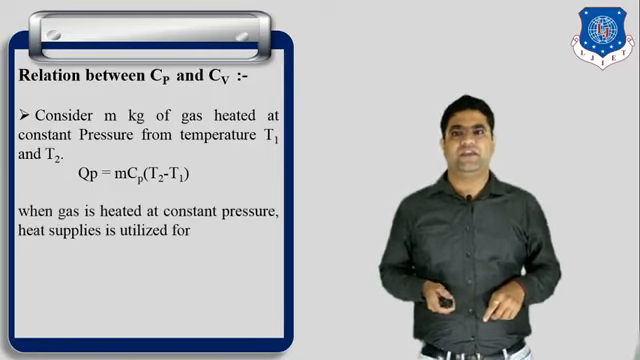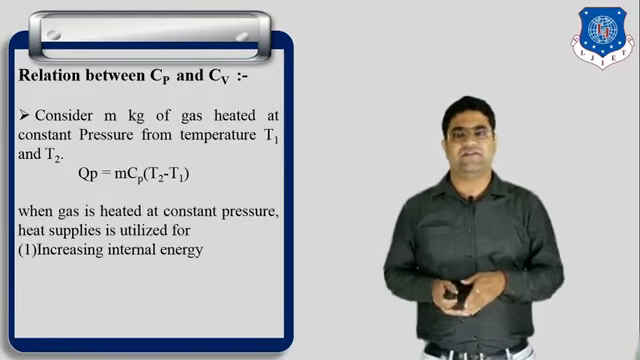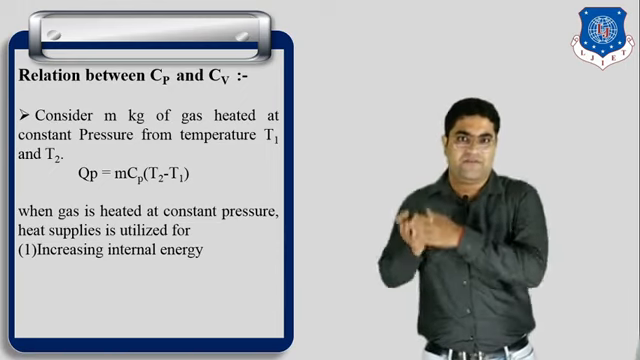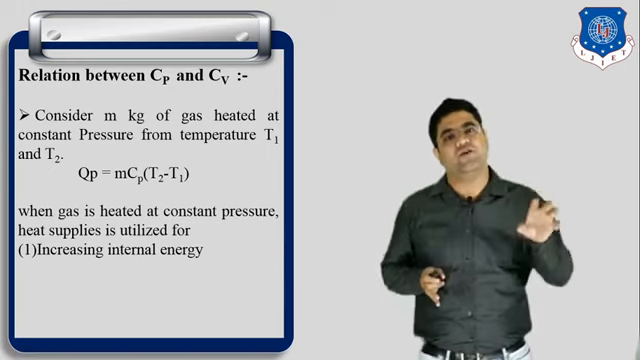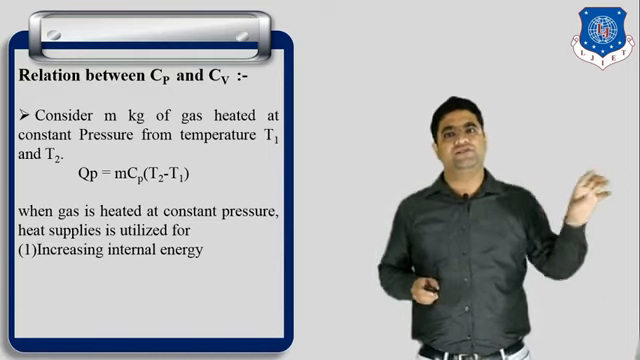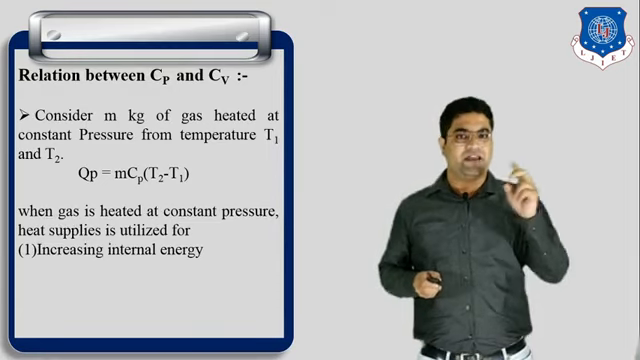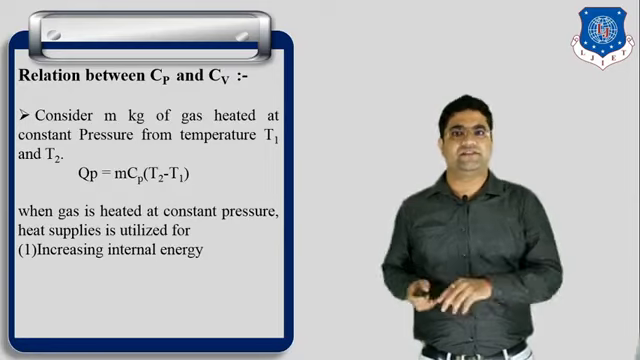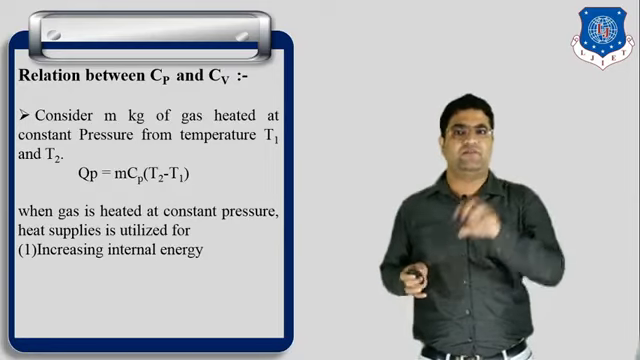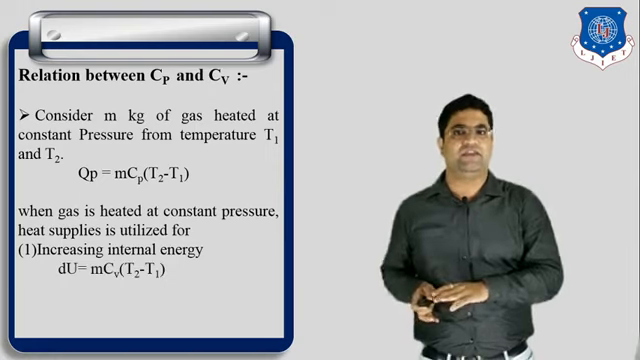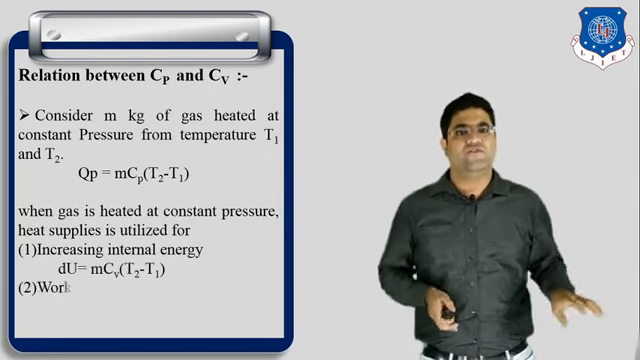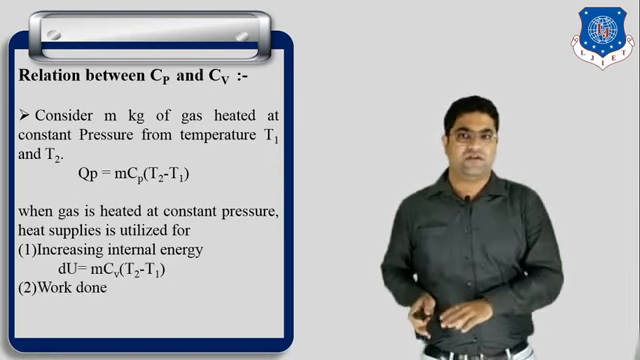Okay, so here we can say that if we supply some heat at constant pressure, then that amount of heat will be classified into two categories. First, some amount of the heat will be used to increase the internal energy, and some amount of the heat will be used to do flow work, or the work done.